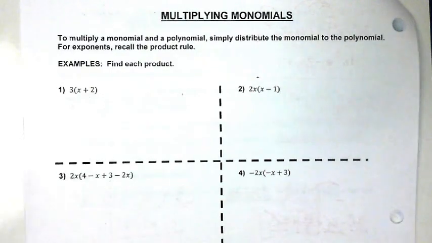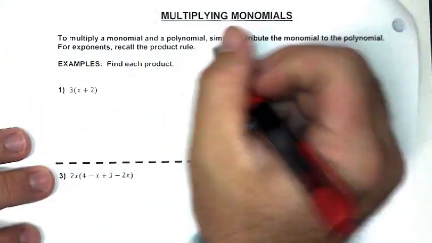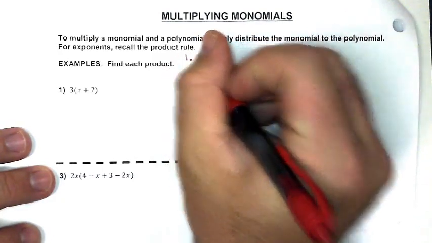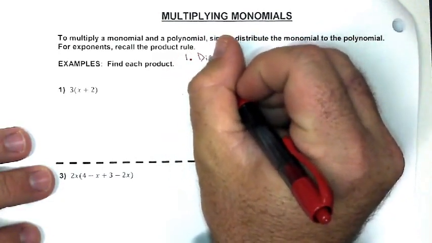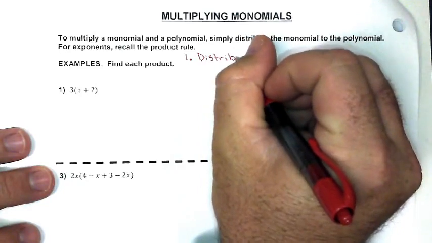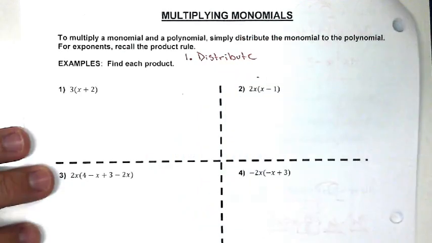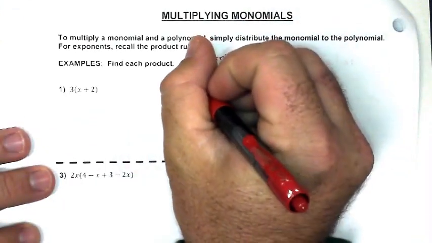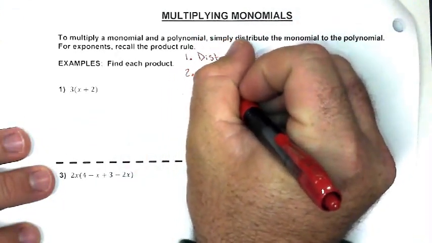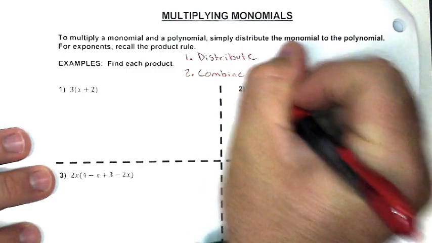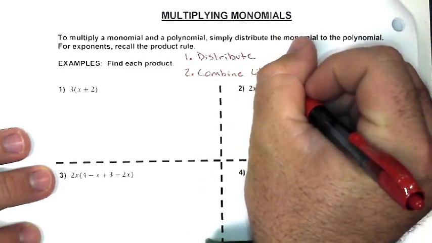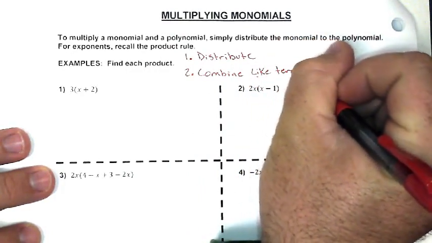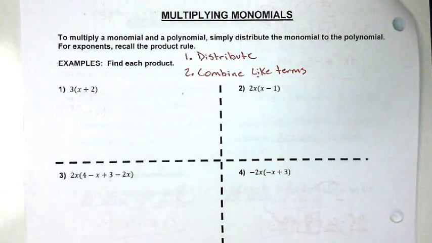Step 1 when multiplying a monomial to a polynomial. That's step 1. Step 2. Combine like terms.